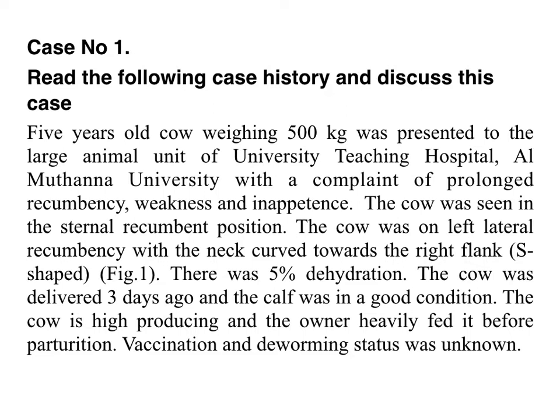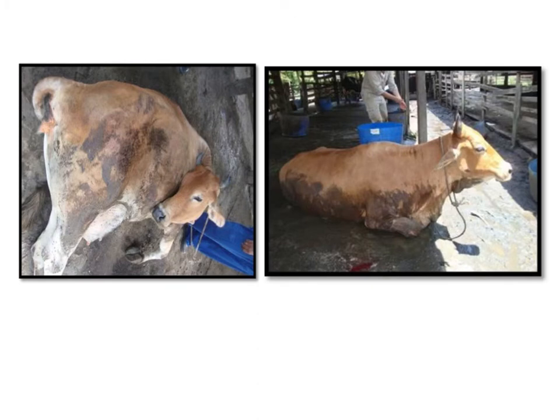There was 5% dehydration. The cow was delivered 3 days ago and the calf was in a good condition. The cow is high producing and the owner heavily fed it before parturition. Vaccination and deworming status was unknown. This is a figure showing the cow.